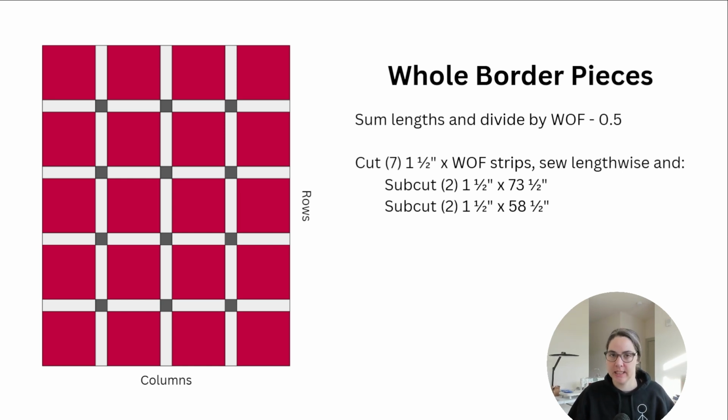But if you're just doing a standard 1/2 inch seam, this is going to basically be 41.5. That's the number that you're going to divide by if you're using a 42-inch width of fabric in order to get the total number of strips that you need to cut in order to have enough.